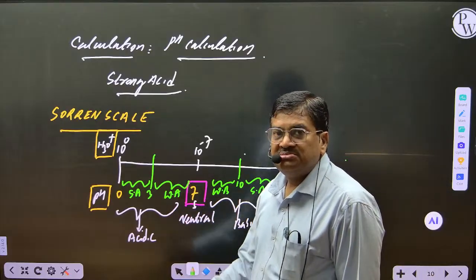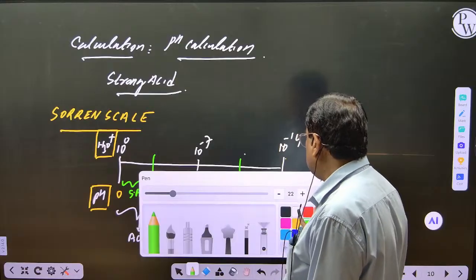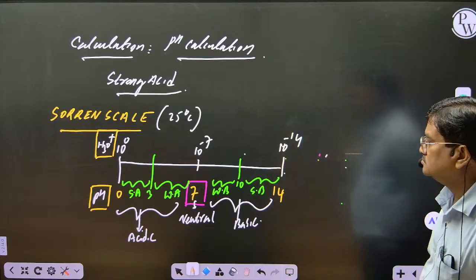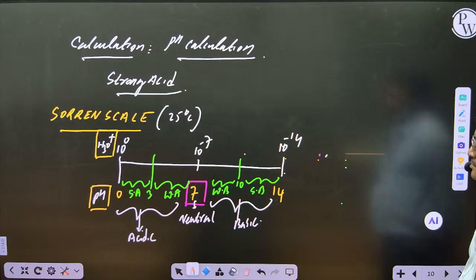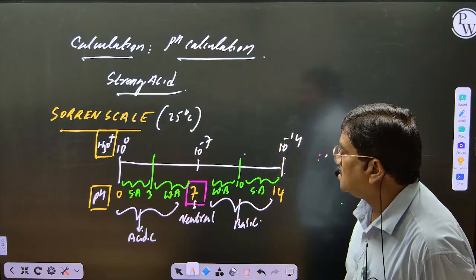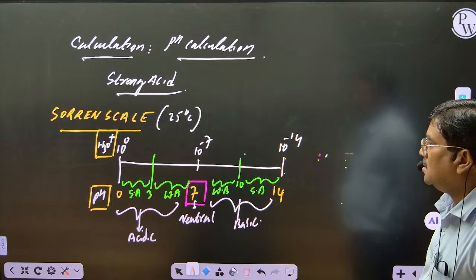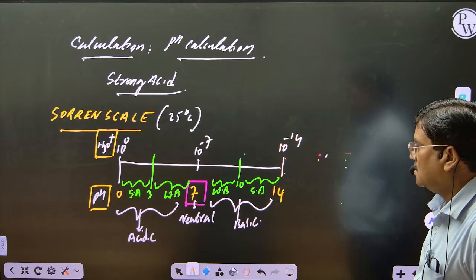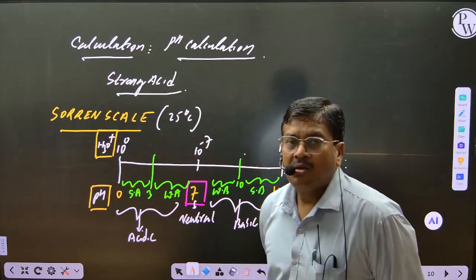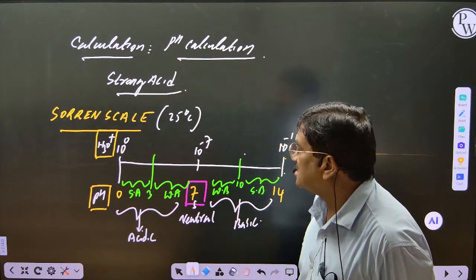This was the scale introduced by Sorensen. That means the Sorensen scale is applicable only at what temperature? 25 degrees Celsius. So this scale is called the Sorensen scale.